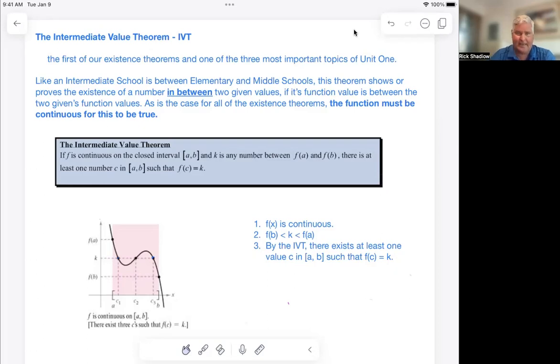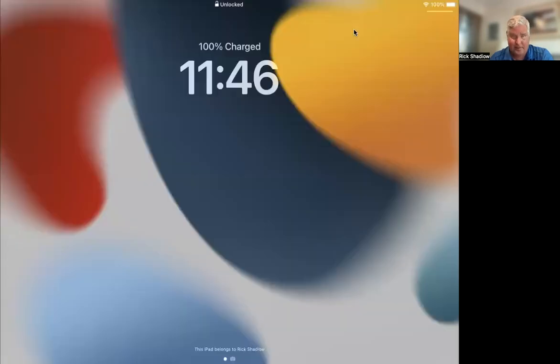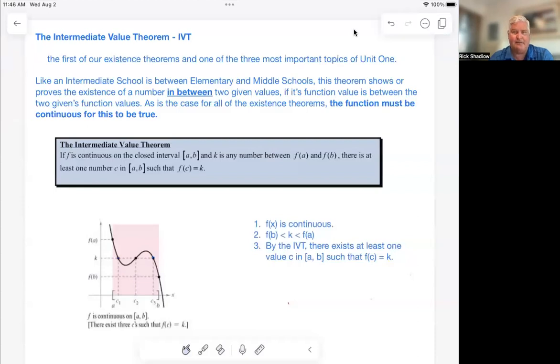But since, again, K is between those two, and just a second, my iPad turned off already, so let's see if I can't get that diagram back up. Since indeed K is between f of A and f of B, that situation has been met. The function is continuous. K is between these two values, f of A and f of B.